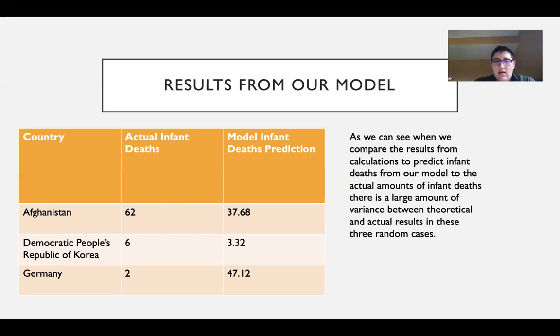As you can see, when we compare the results from the calculations to predict infant deaths from our model to the actual amount of infant deaths, there's a pretty large amount of variance between the theoretical and actual results in these three random cases. For Afghanistan, we had 62 infant deaths reported.